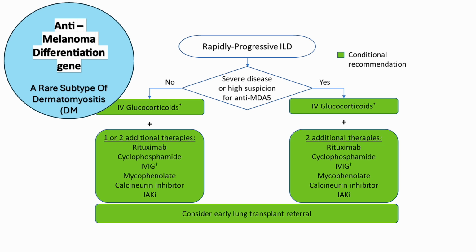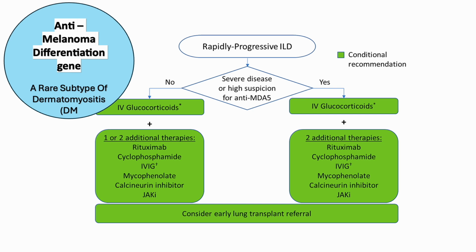So this flowchart mentions that if a patient has severe disease or has a high suspicion of anti-MDA5 based on presentation, then after IV glucocorticoids, which will be the initial treatment, we have to add upfront combination therapy with two additional therapies. So here becomes a case for triple therapy for such patients. Whatever the patient was on, along with that, two additional therapies out of the basket of rituximab, cyclophosphamide, IVIG, mycophenolate, calcineurin inhibitor and JAK inhibitor. Also, we need to consider early lung transplant referral.